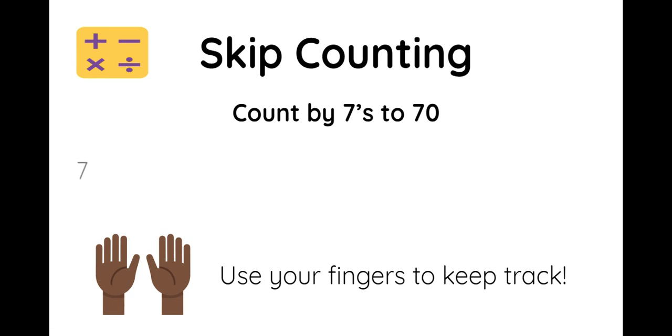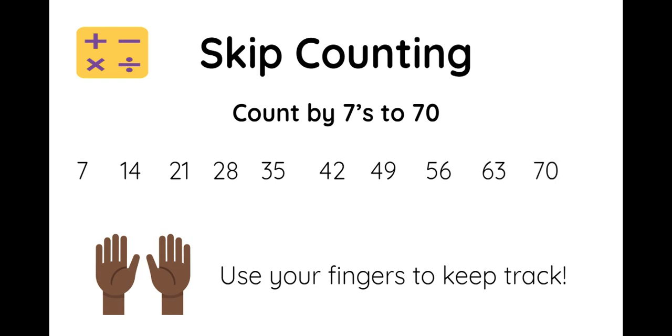Count with me, go. 7, 14, 21, 28, 35, 42, 49, 56, 63, and 70. All right, think in your heads for a second. 7 times blank equals 70. 3, 2, 1. If you said 7 times 10 equals 70, you're correct.